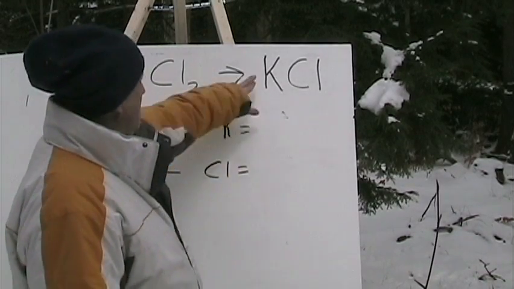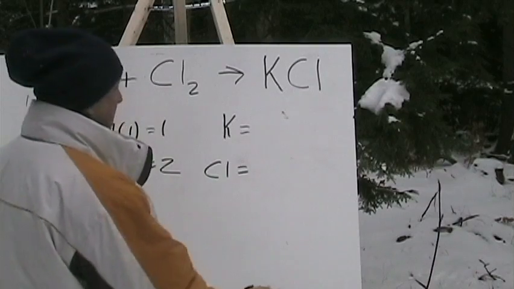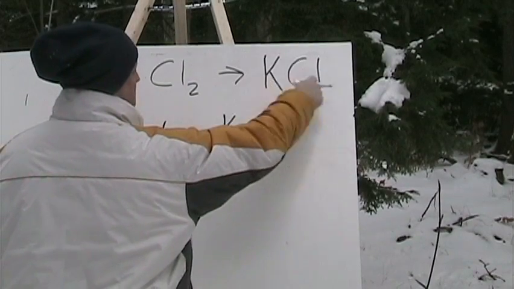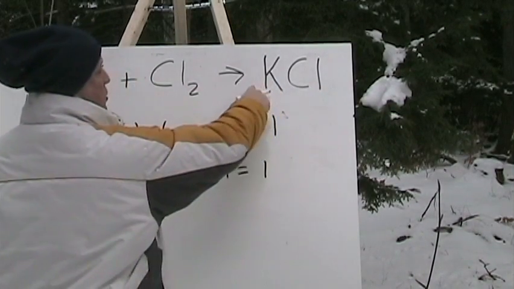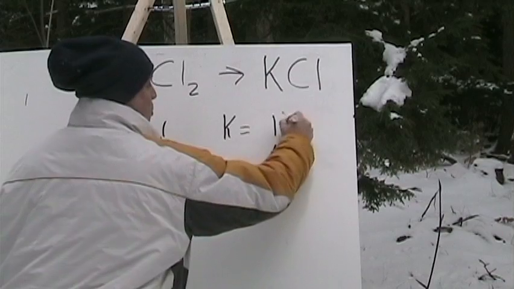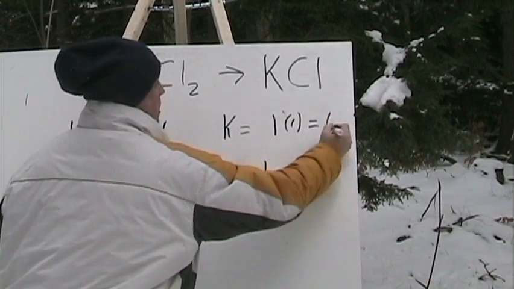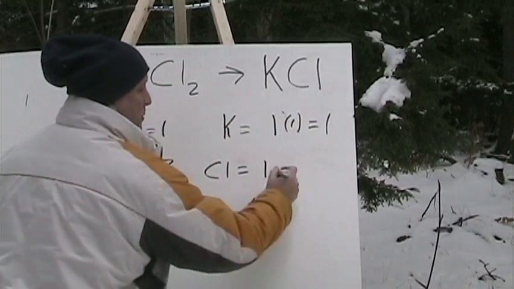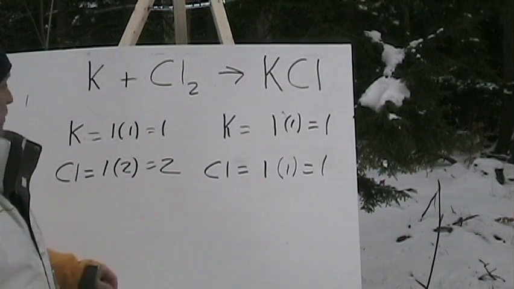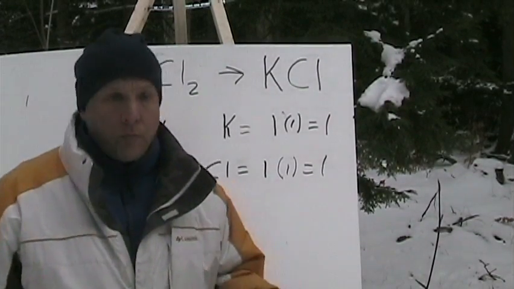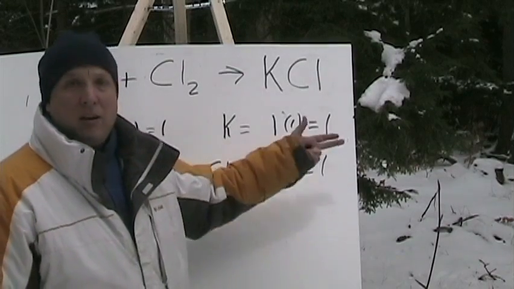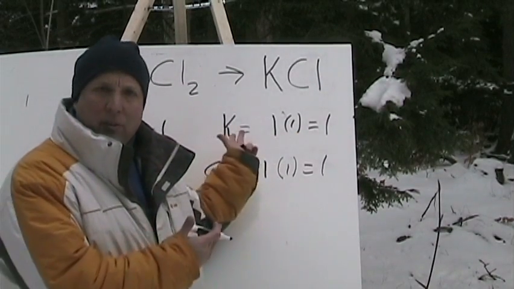Alright, so on the product side, or right-hand side, 1 times 1 is 1. CL's, 1 times 1 is 1. Or you can do it the longhand fashion, coefficient of 1 times a subscript of 1 equals 1. Coefficient of 1 times the subscript of 1 equals 1. Now, there's a very good chance you already know how to solve this. If you have 1 K on this side and 1 K on this side, that's good. You're solid. You don't have to balance that.